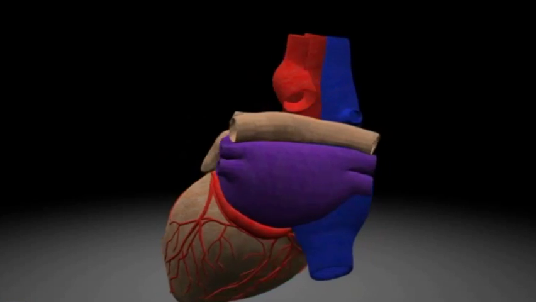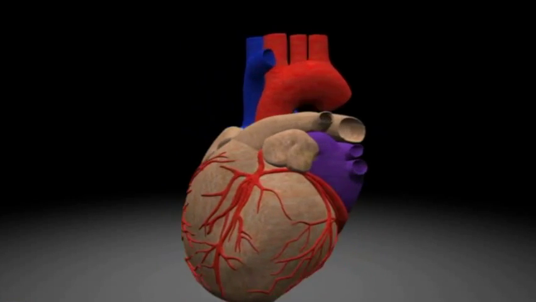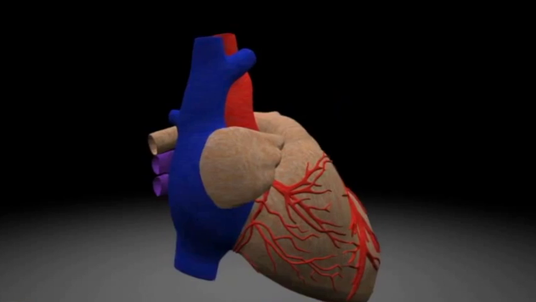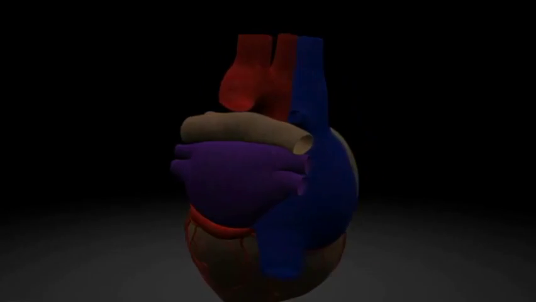The heart circulates blood through 2 pathways: the pulmonary circuit and the systemic circuit. Let's see the major parts of the heart.